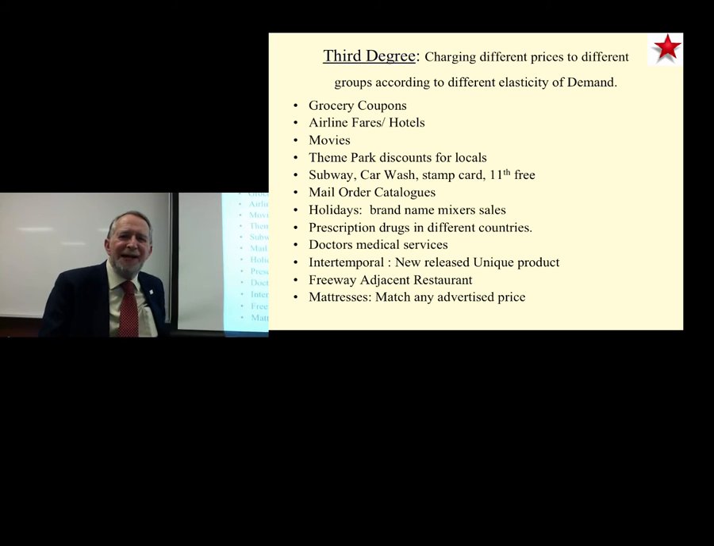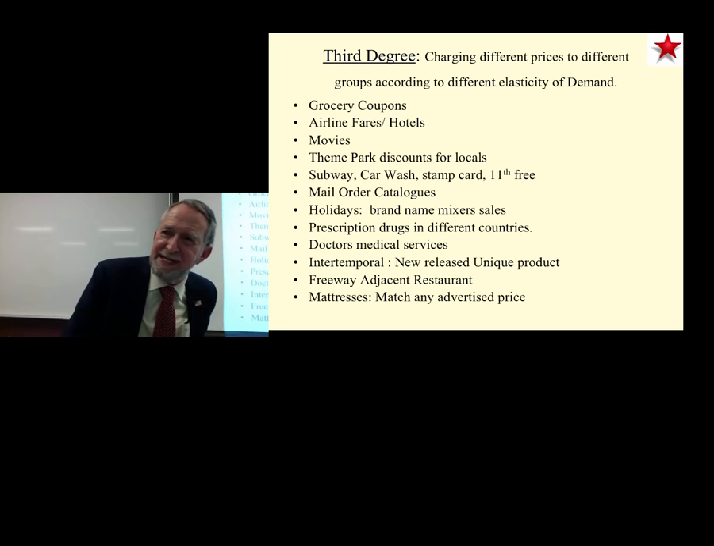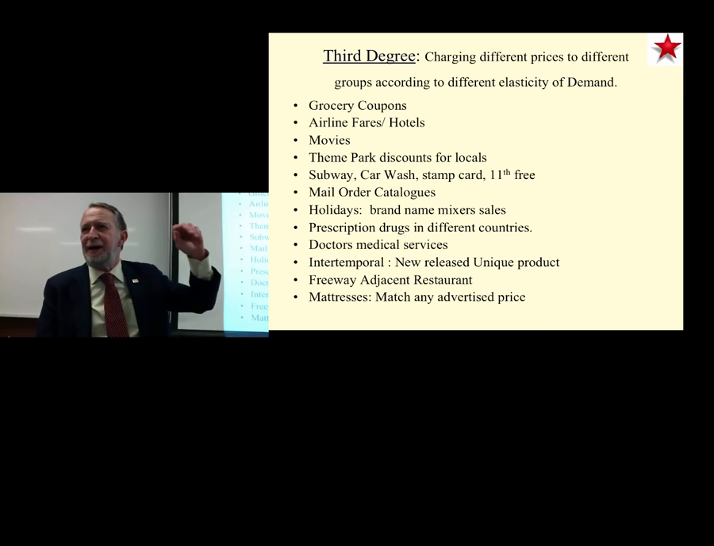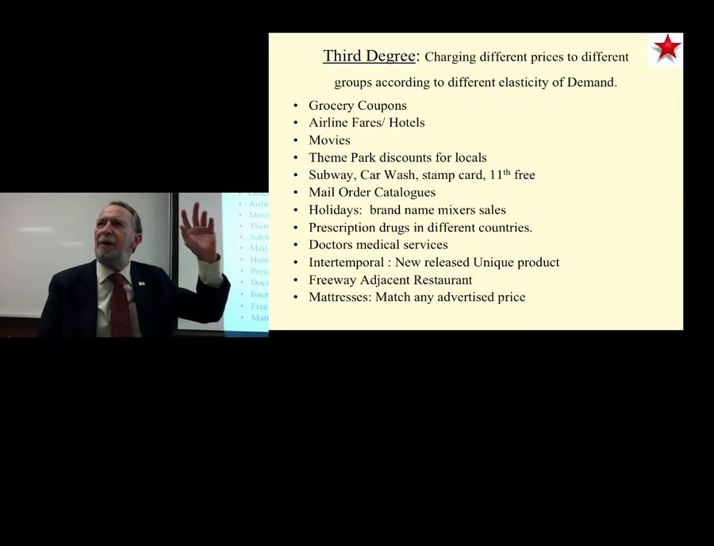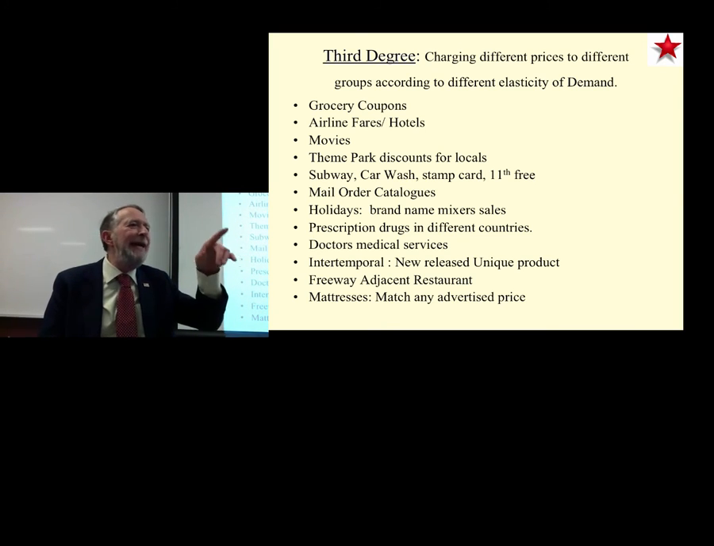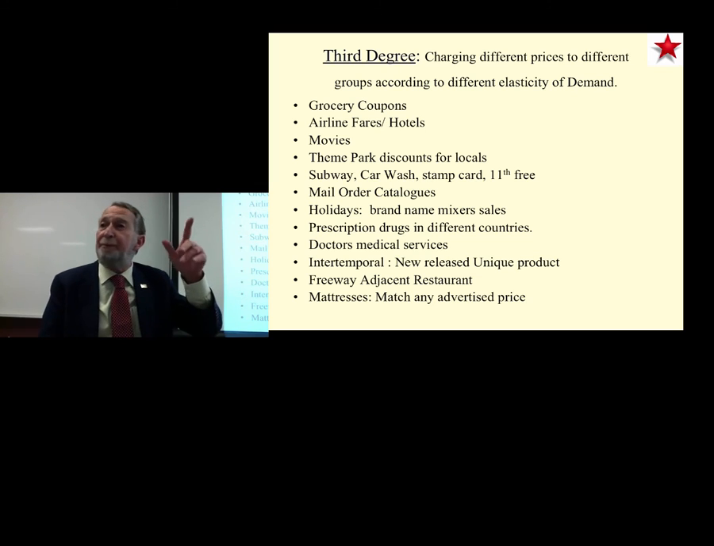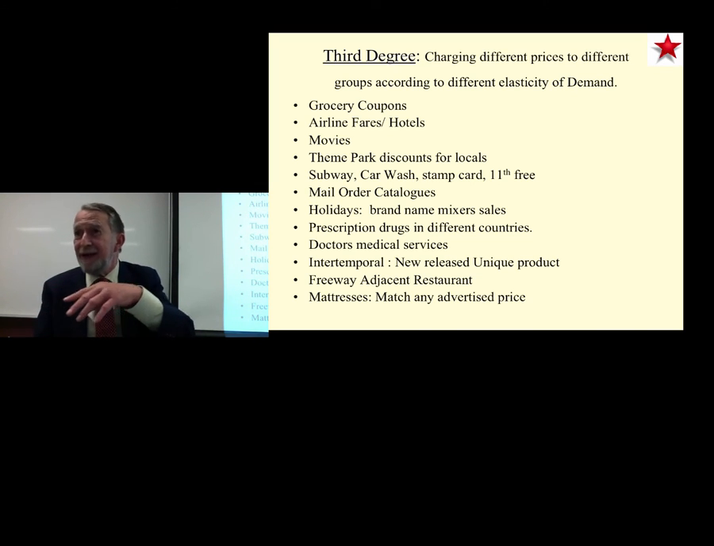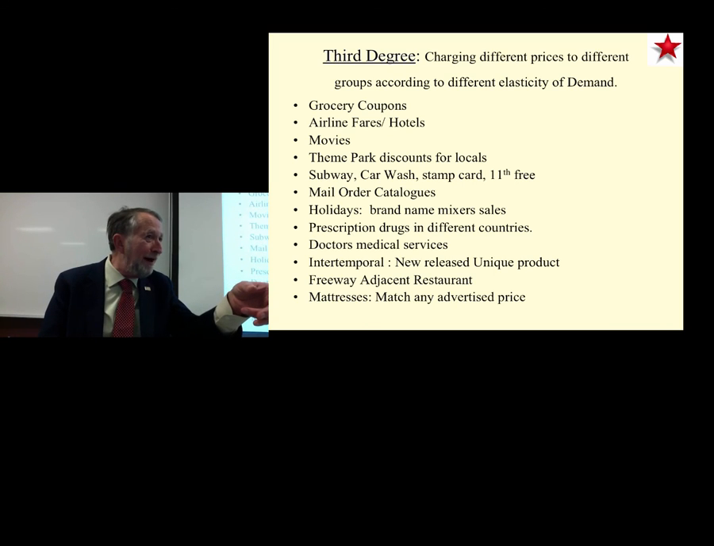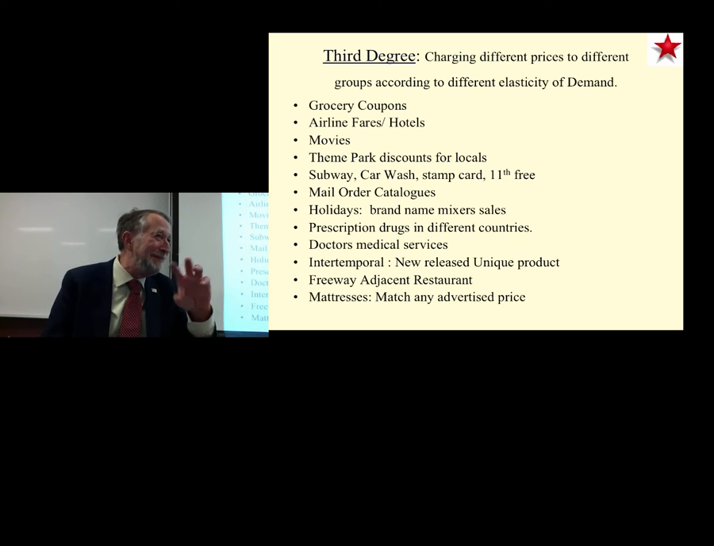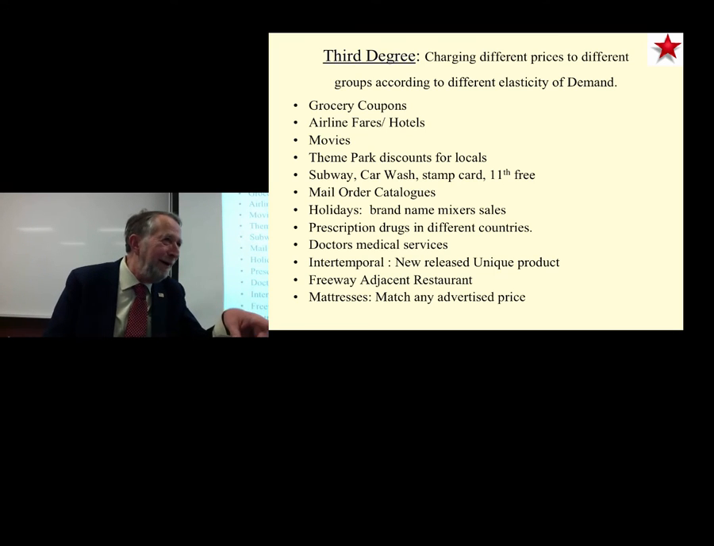Mattresses will match any advertised price. You guys have seen these ads, right? The guy's screaming at you. We have the lowest prices in town. We'll guarantee to match any advertised price. In fact, if you can find a lower price for the same item, we will give you 10% of the difference. And that part they kind of mumble at the end. So you think you're going to get 10% off, right? Well, no, it's 10% of the difference. So if the other guy's $10 more, then it's a dollar is what you're going to get off.